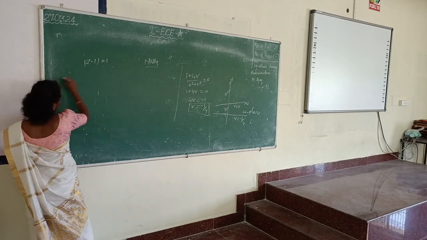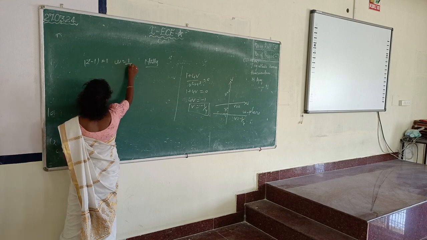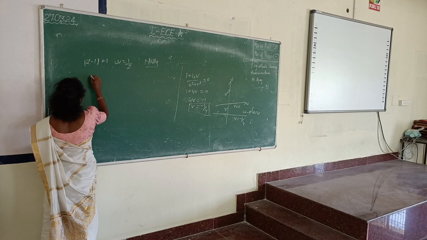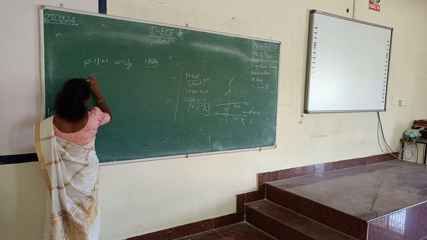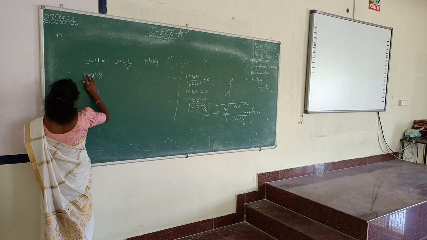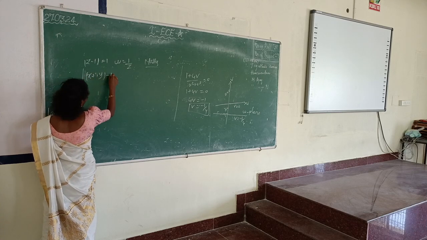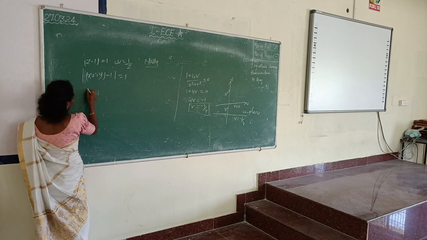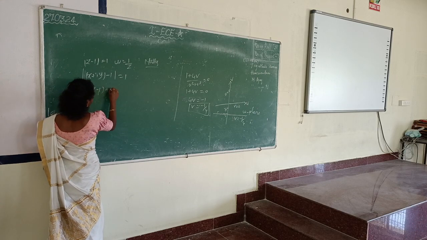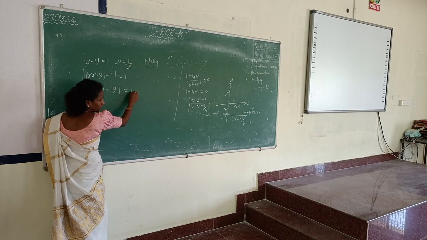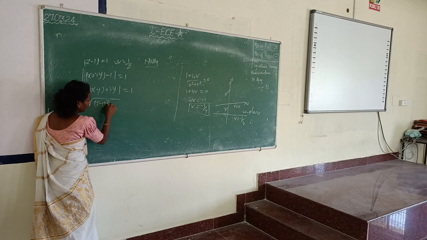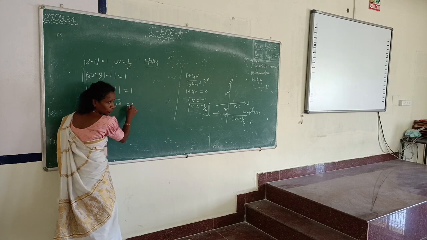Double transformation, W equal to 1 by Z. So first, mod z minus 1, can be written as x plus iy minus 1 is equal to 1, right? Then, x minus 1 plus iy is equal to 1, right? To write, x minus 1 the whole square plus y square is equal to 1.